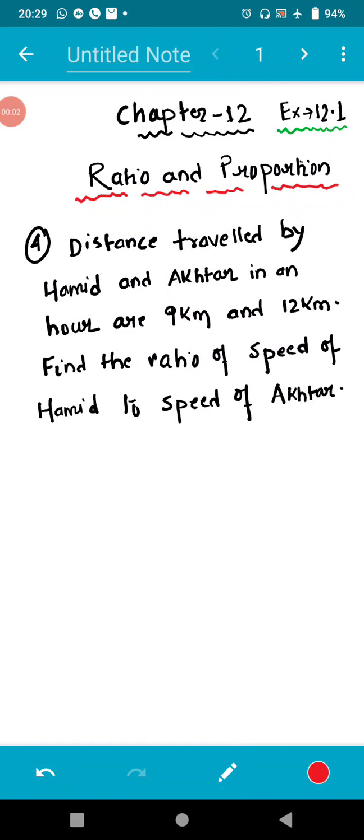Hello students, this is Pallav sir and today we'll continue with exercise 12.1 and in this session I will explain question number 4, 5 and 6.